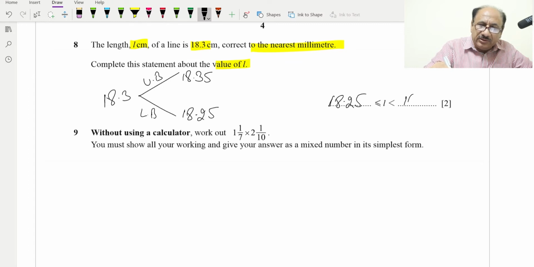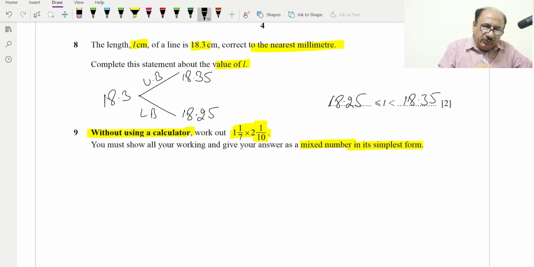The lower bound we will write on this side, 18.25, and the other side will be 18.35. And keep in mind we cannot switch these two values, otherwise you will not be getting 2 marks. They will deduct 1 mark in that case. Now question number 9. Without using your calculator, this is important. Without using a calculator means you will have to show all your working, and give your answer as a mixed number in its simplest form also.